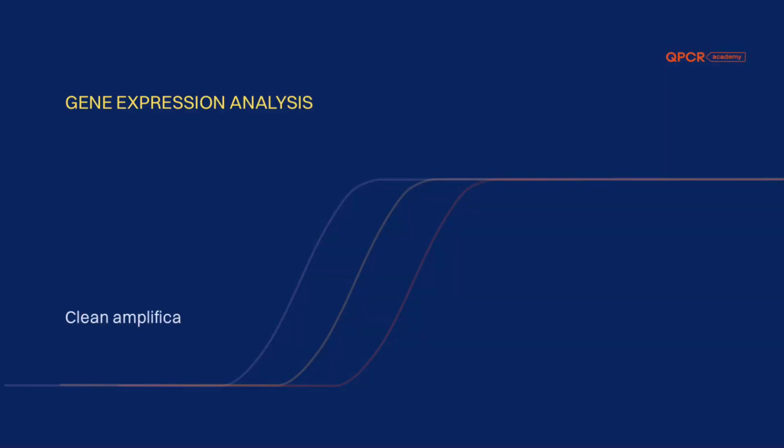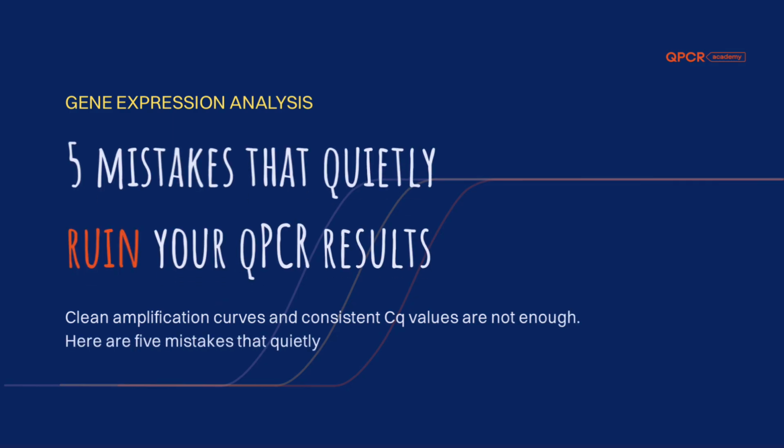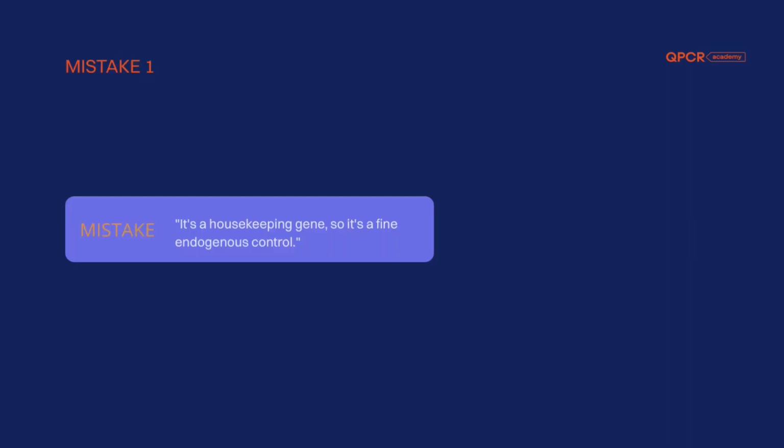Your CQ values can look perfect, your amplification curves can look beautiful, and your conclusion can still be wrong. Here are 5 mistakes in qPCR gene expression analysis that catch almost everyone, and each one takes about 5 minutes to fix. Let's begin. The first mistake is assuming that a housekeeping gene is automatically a valid endogenous control.